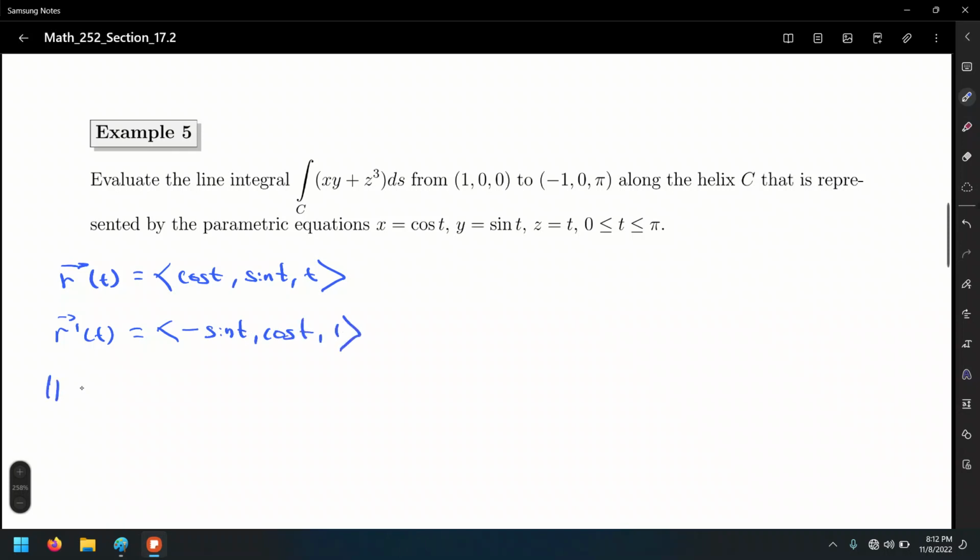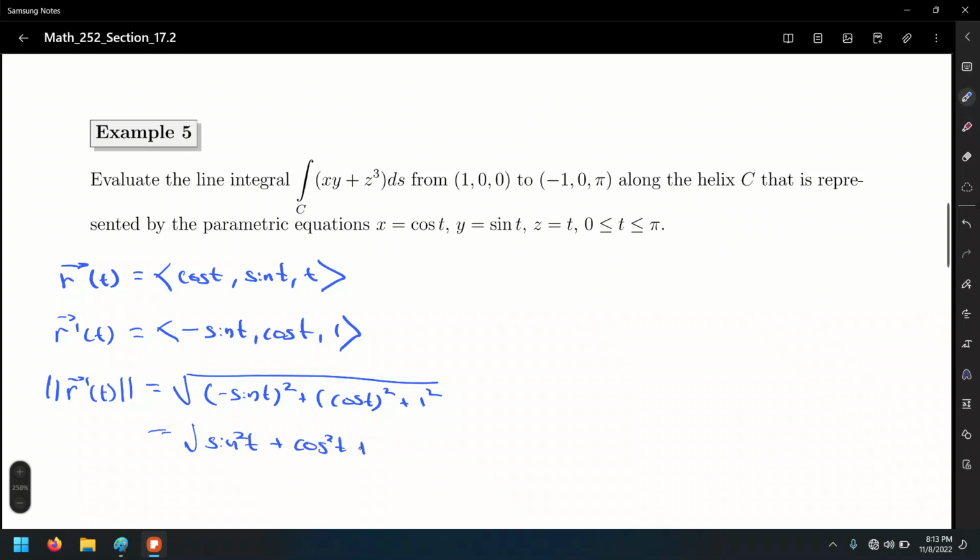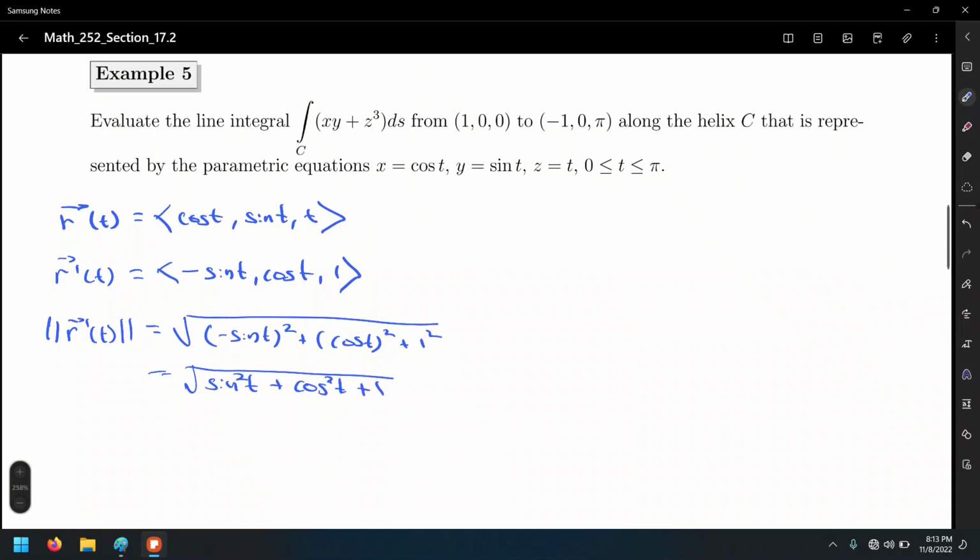And let's find the magnitude. That's the square root of negative sine t squared plus cosine t squared plus 1 squared. In this case, that's going to be sine squared t plus cosine squared t plus 1. And sine squared plus cosine squared, isn't that 1? So that's the square root of 1 plus 1, which is the square root of 2.